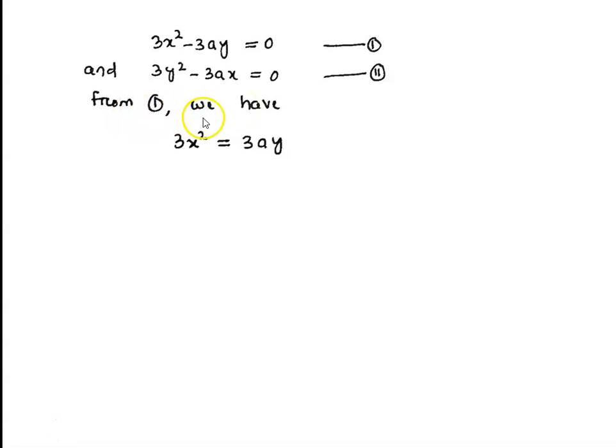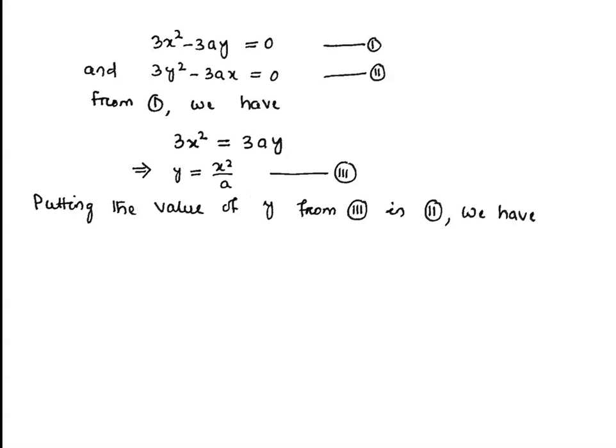Now from 1 we have 3x² = 3ay, because 3x² - 3ay = 0, which can be written as 3x² = 3ay. This implies y = x²/a. The 3 gets cancelled with each other. Now y = x²/a. Let us denote it as equation 3.